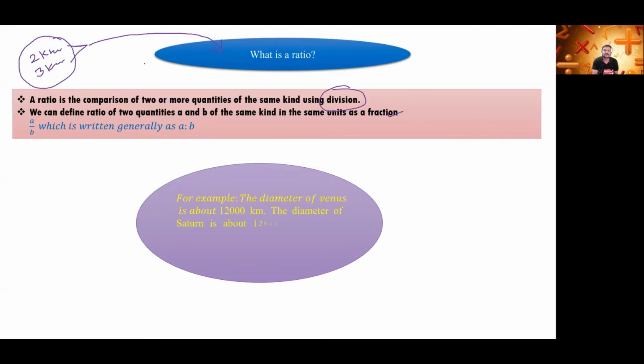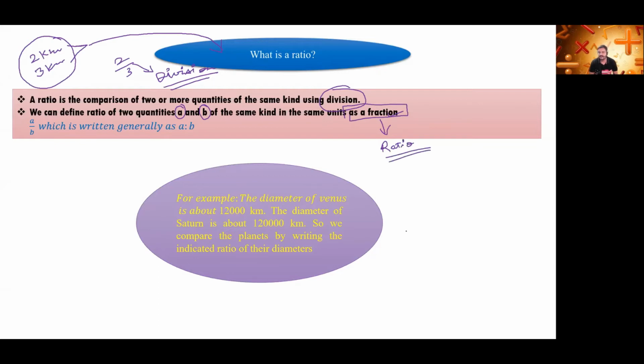How do we write a ratio? Suppose I write 2 by 3. So this sign in the middle, this sign is of what? This is of division. So, ratio is the comparison of two or more quantities of the same kind using division. We can define ratio of two quantities. Suppose I am having two quantities A and B of the same kind in the same units, as a fraction. So, what is ratio? Ratio is nothing but a fraction only.